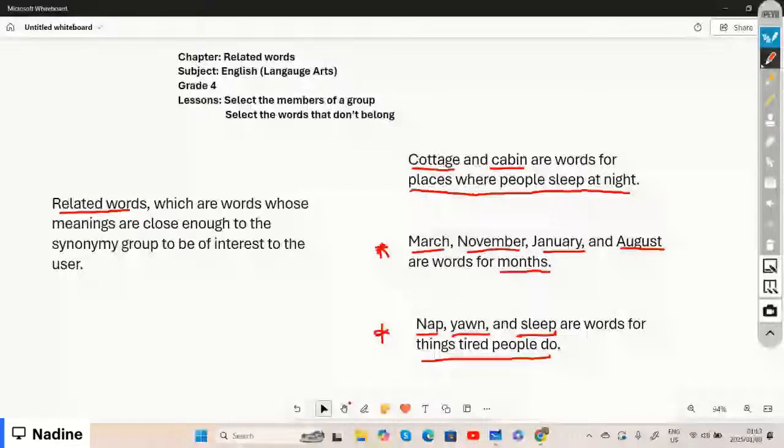All right. And once again, when it comes to related words, we can say it is words that are grouped, right? Synonymy words that are grouped to the interest of whatever the topic or the heading of those words are.